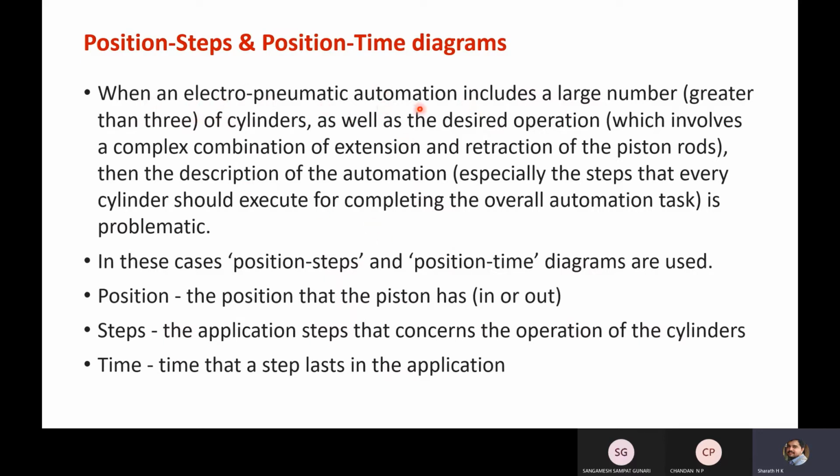When an electro-pneumatic automation includes a large number of cylinders, usually greater than 3, as well as a desired sequence which involves a complex combination of extension and retraction of the piston rods, then the description of the automation is problematic. That means if there are more cylinders, and again there will be extension and retraction at different steps at different times, analyzing that may be problematic and confusing. In order to make it easy to understand, we make use of these position steps and position time diagrams.